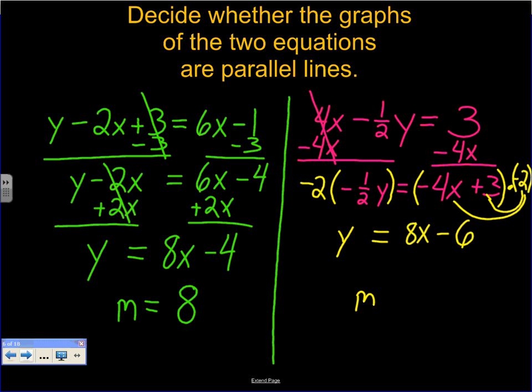In this case, the slope is the number in front of x, which is 8. Slope on the left side is equal to the slope on the right side. Since those slopes are equal, since they are the same, then those two lines are parallel.